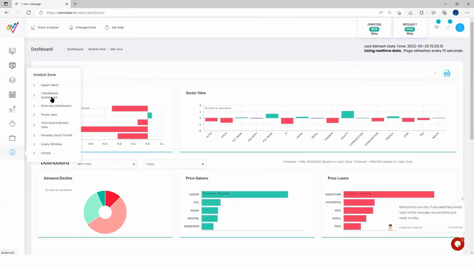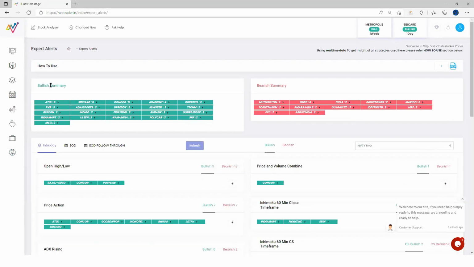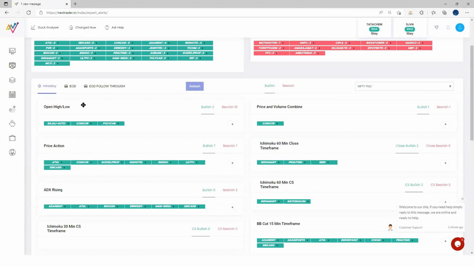On the NeoTrader, you have got the same. Go here, go to expert alerts, right? In expert alerts, you have got a section called open, high, low. Can everyone see this? Can everyone see this open, high, low? I hope all of you can see this open, high, low.